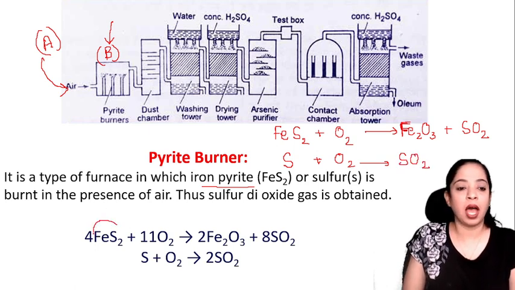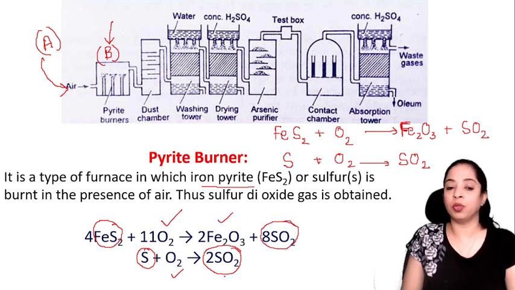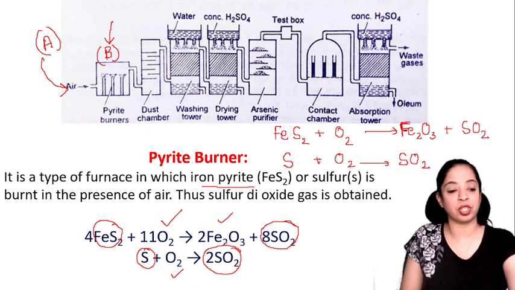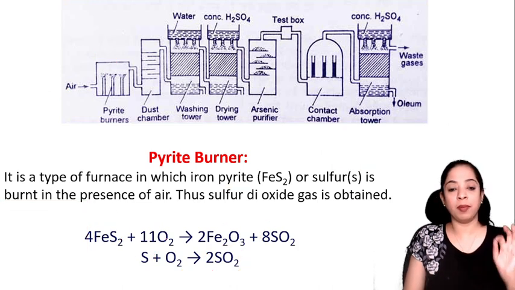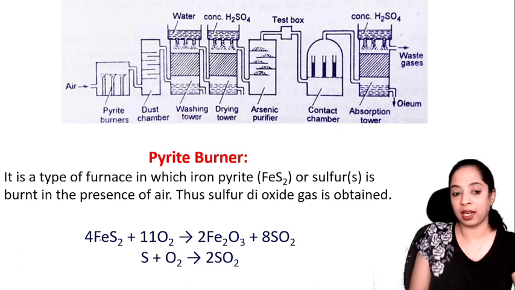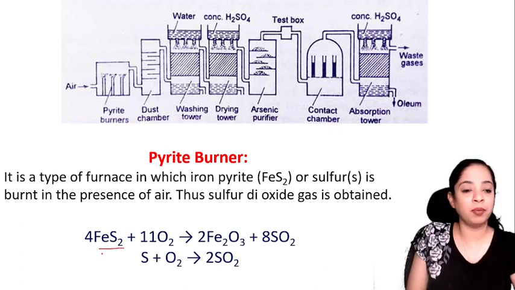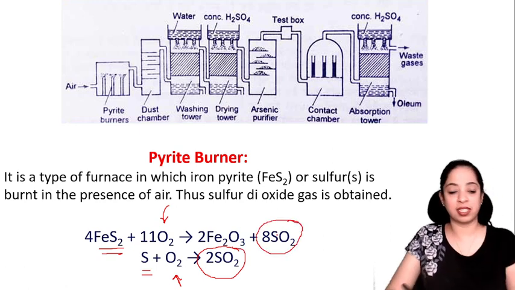So what is happening? Iron pyrite or sulfur burns in the presence of oxygen to form, basically, SO2. Fe2O3 is also formed, and then you balance the reaction. The balancing of the reaction is really important, but I will not waste time in balancing, as I have already explained balancing in detail. Just understand that in the pyrite burner, the iron pyrite and the sulfur burn in the presence of oxygen to form SO2. This is the first step.